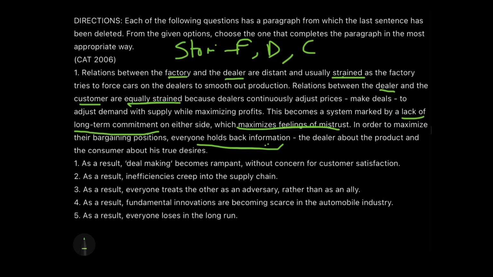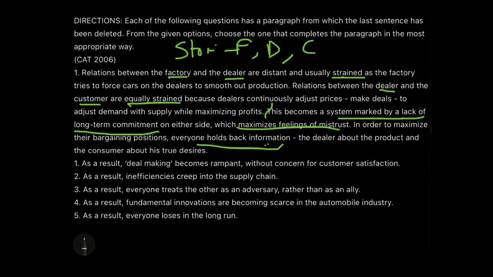And then we see the logical flow of the author. The logical flow of the author is basically talking about the causes of the strained relation. If you identify here, the causes are already mentioned, that is, why they are actually doing all of this. So when the causes are there, what is the effect? Even the effect is there. The effect is that it is marked by the lack of long-term commitment. And what should be the last line in that case?